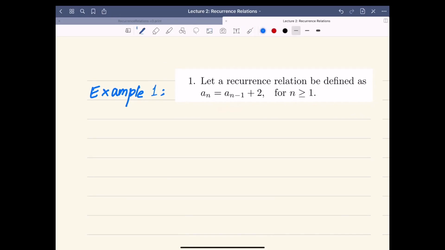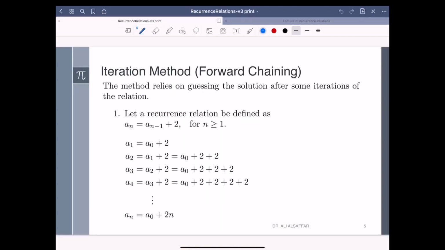By iteration, it means we go over the recurrence relation by some terms, and the method that we are going to study now is called forward chaining. There is another method, backward chaining, which is called back substitution. We start from the end. Forward means we start from the initial value and go up. Back substitution means we start from n and go back to n minus 1 until we reach the initial condition.